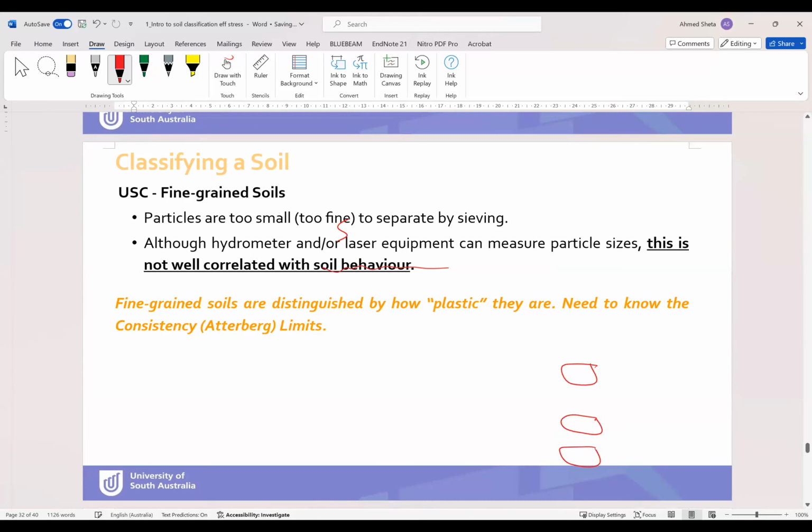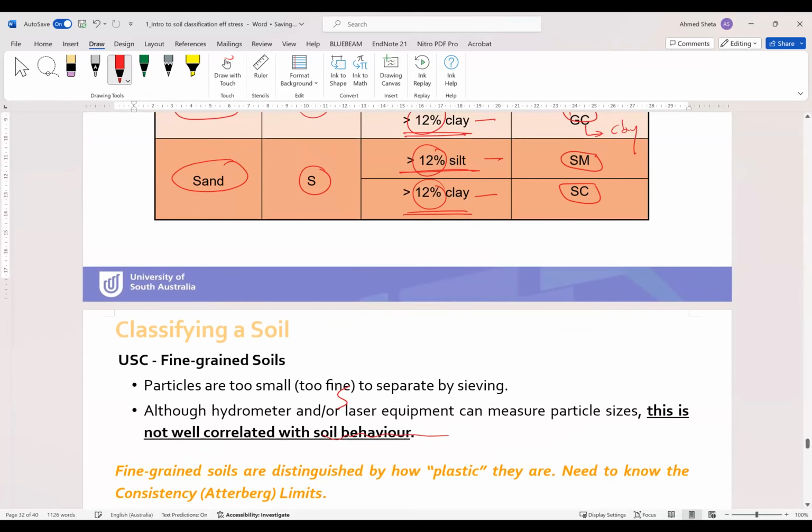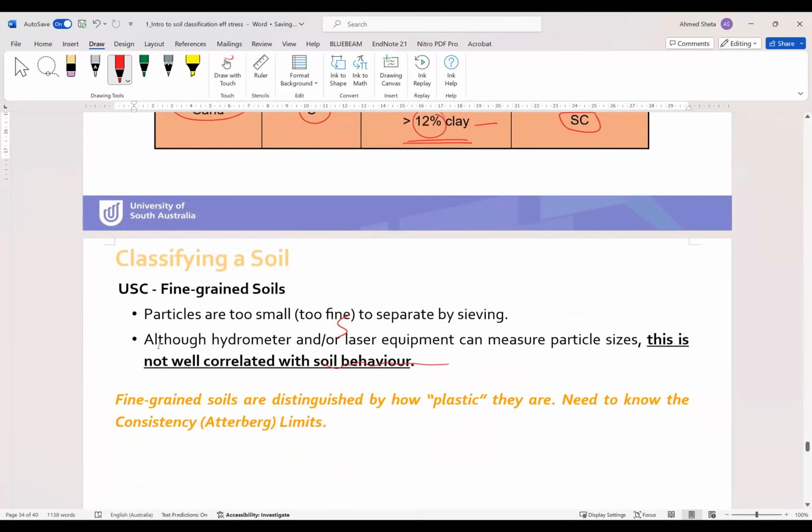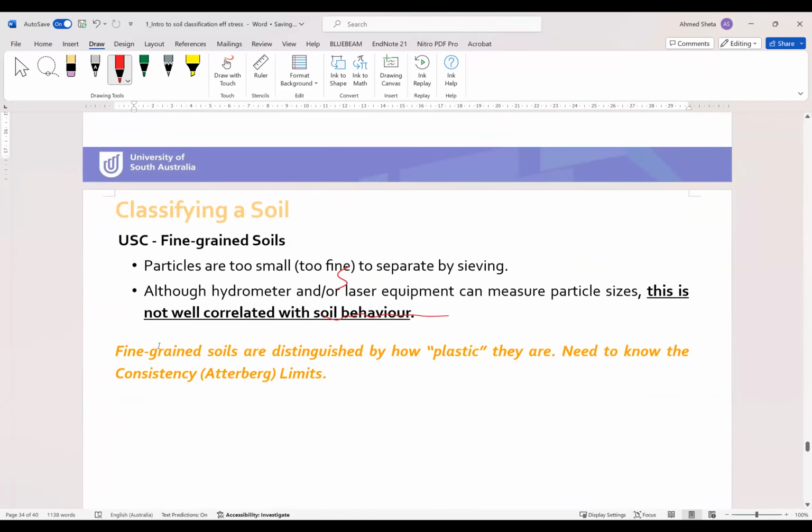This will be our last slide. We will continue next week. But anyway, here we can stop at the last slide. Okay. Do you have any question, guys? At the previous slide. So we'll start next week from the fine grained soil. Do you have any question, guys? All good?